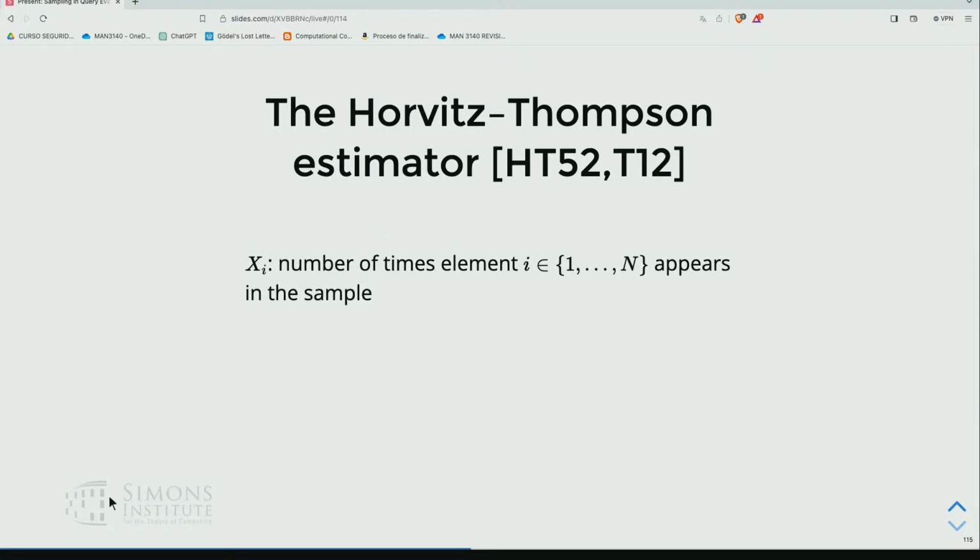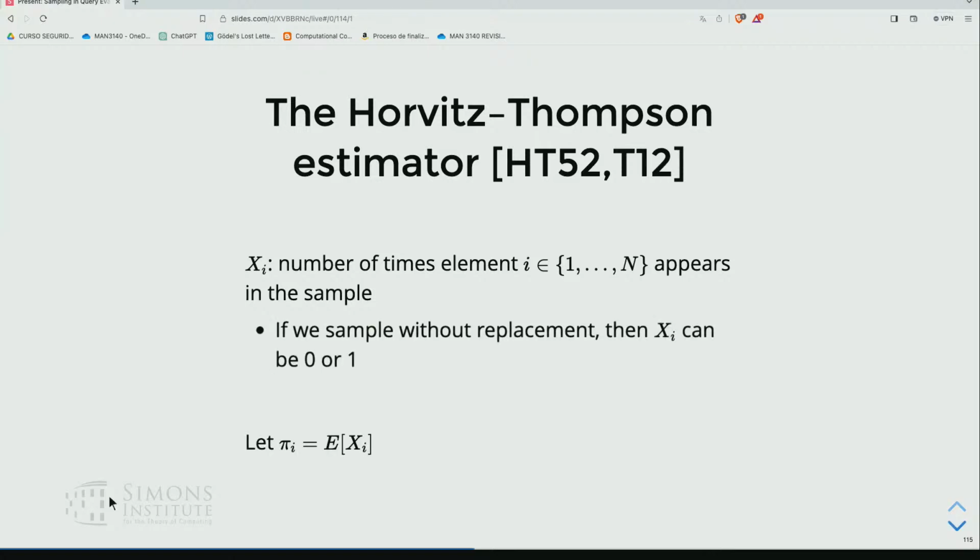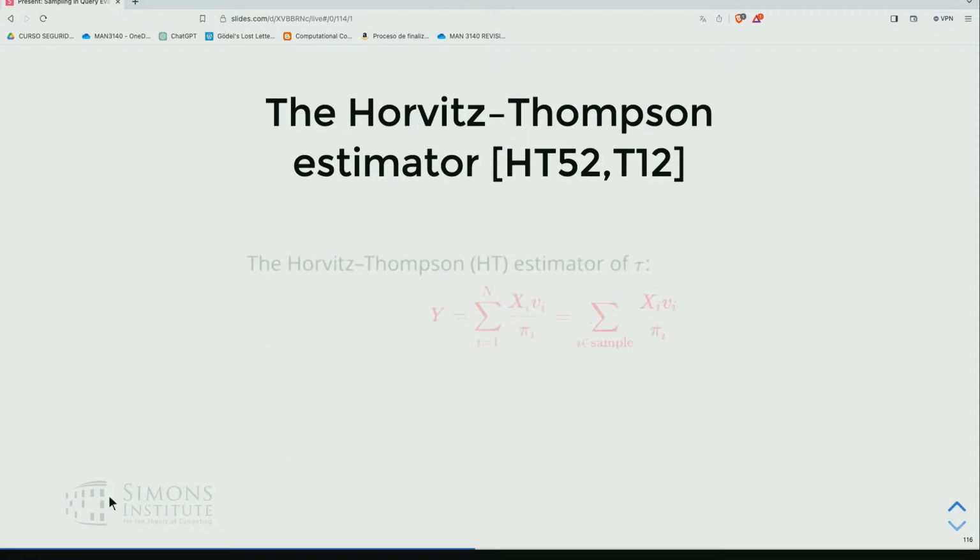And suppose that now we have this x sub i, which is the number of times the element i appears in the sample, right? If you are doing it with replacement, it could be several times. If you are doing it without replacement, it could be 0 or 1, right? Then define p sub i as the expected value of this variable x sub i. And then what you get immediately is what is called the Horvitz-Thompson estimator. This is an unbiased estimator for the sum of these values.